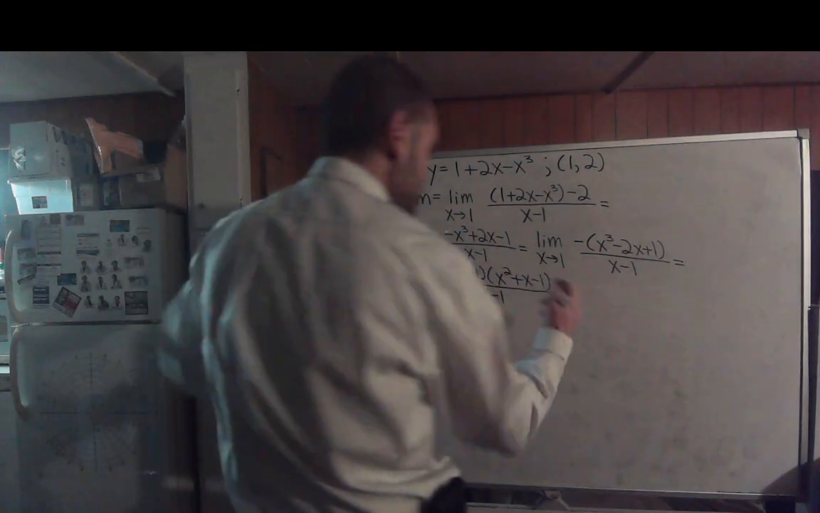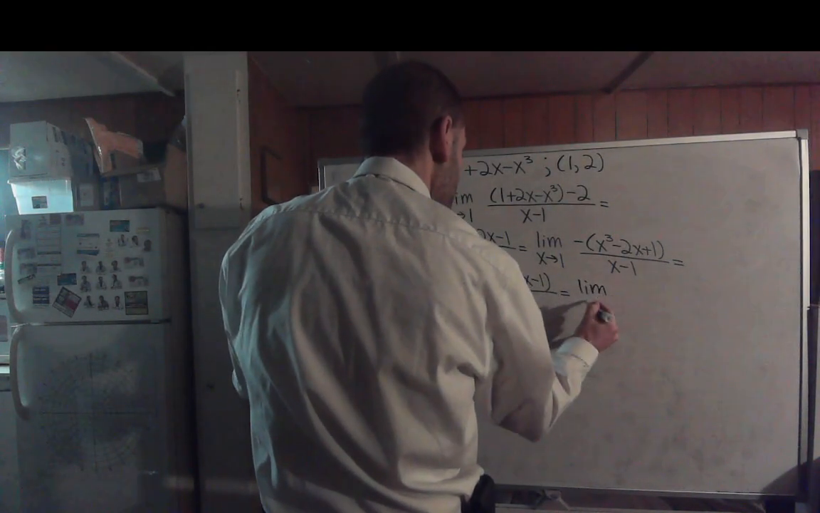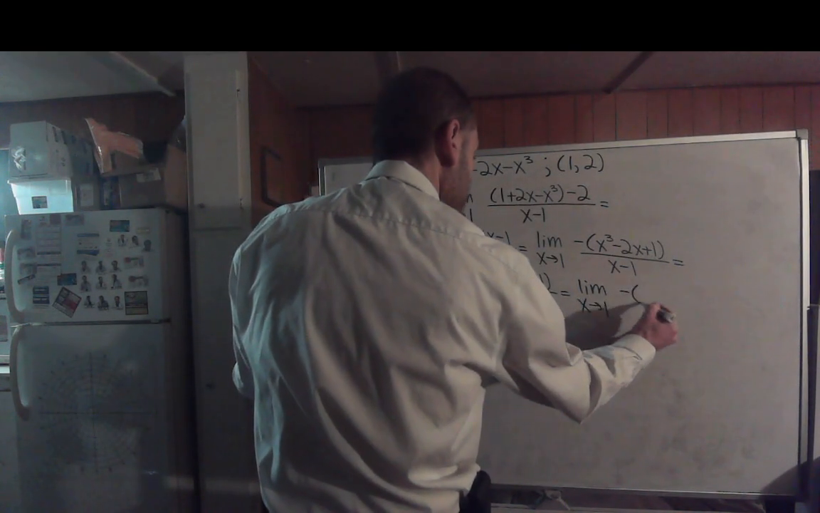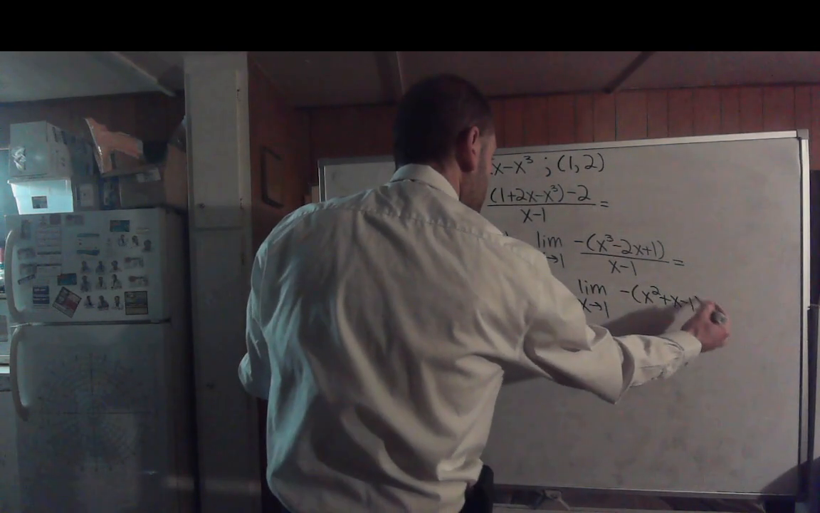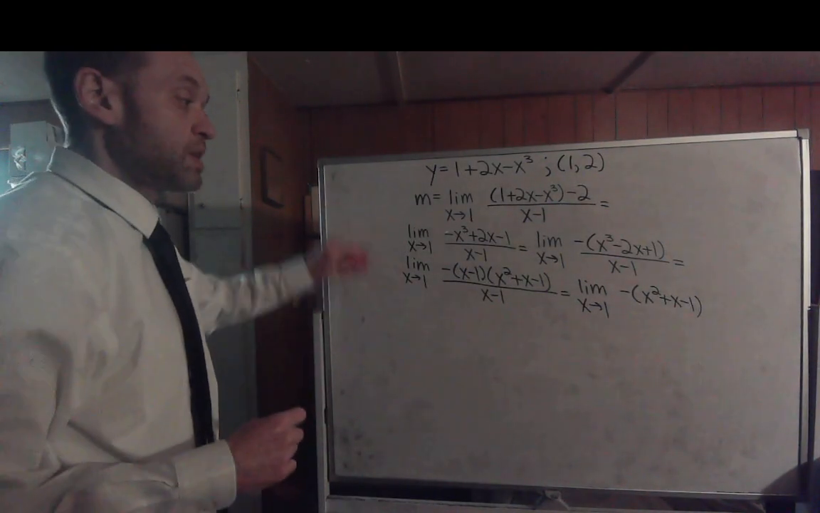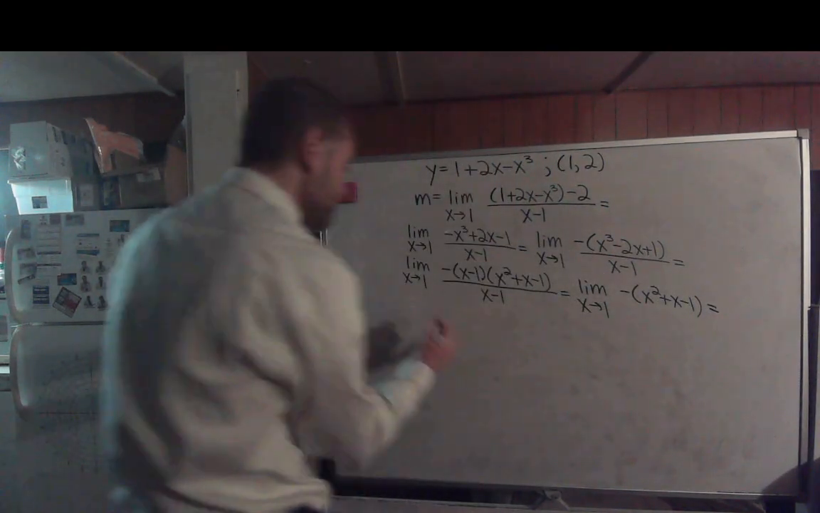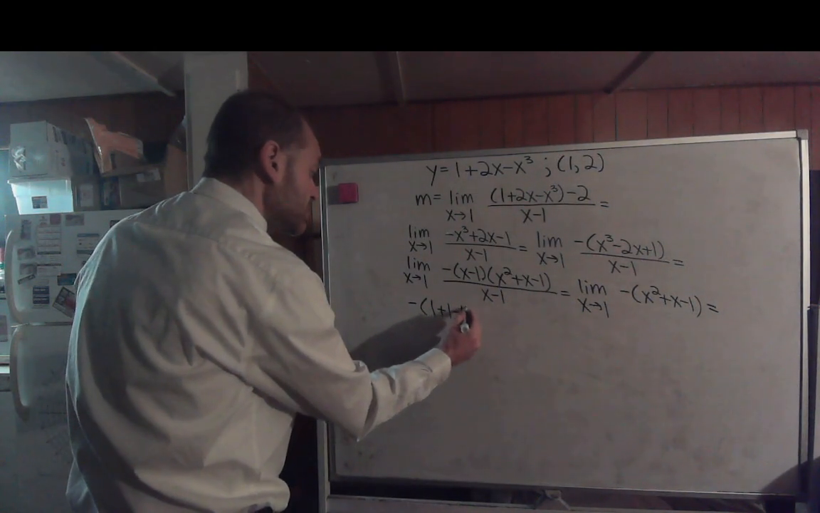This is just going to now turn into the limit as x approaches 1 of the negative of x squared plus x minus 1. And at this point, we can use direct substitution to find the limit. So if we do that, this would turn into the negative of 1 plus 1 minus 1.